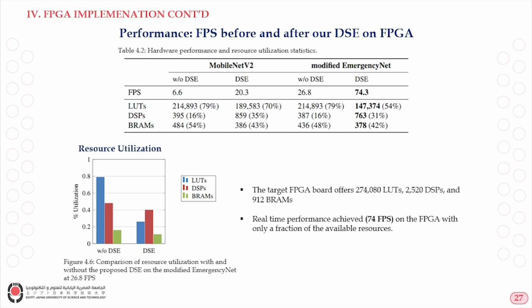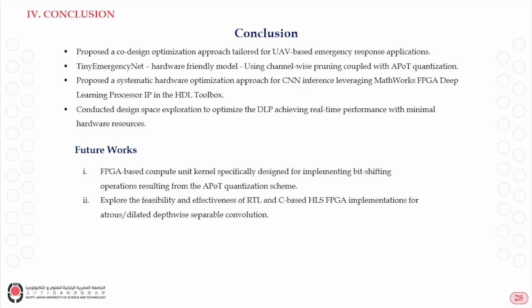And so this concludes our work. In summary, our contribution is that we proposed a co-design optimization approach for UAV-based remote sensing in emergency response. We applied channel-wise pruning coupled with additive powers of 2 to streamline the emergency net and get a smaller, tiny emergency net. And then we proposed a systematic optimization for FPGA implementation using MATLAB's deep learning processor.